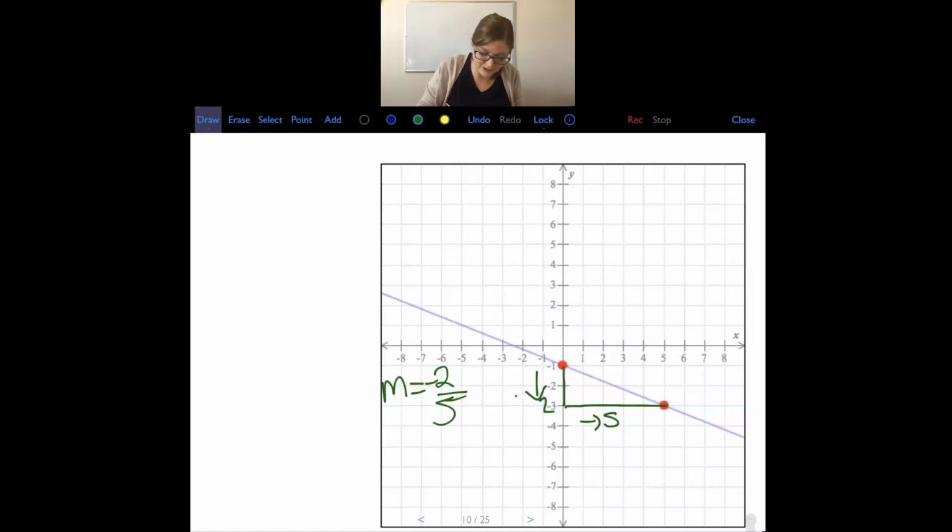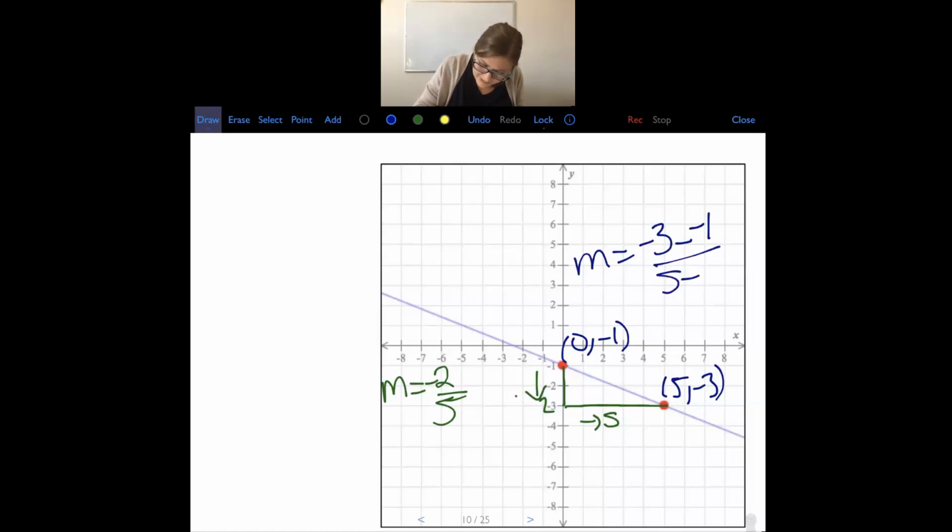The other way you could do it is to get the coordinates of the ordered pair and then use the formula that we just talked about. So if you go that way, this would be 0, -1. This is 5, -3. And now you could do m is equal to -3 minus -1 over 5 minus 0, which still gets you -2/5.